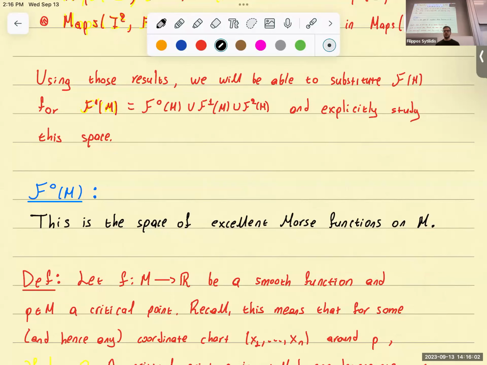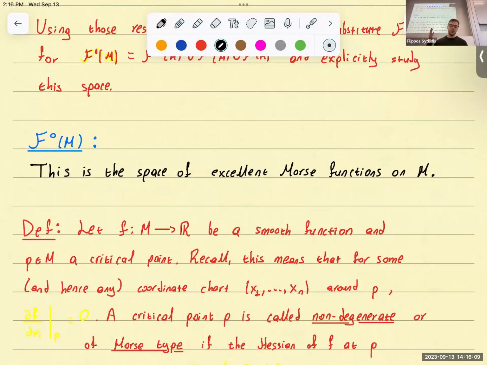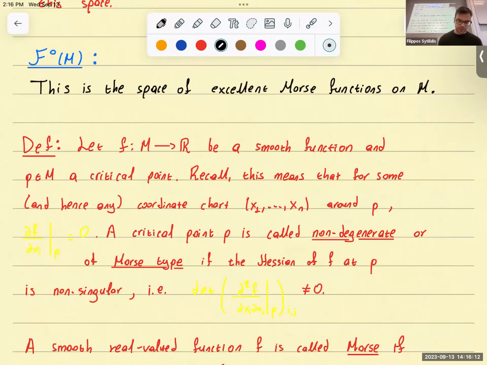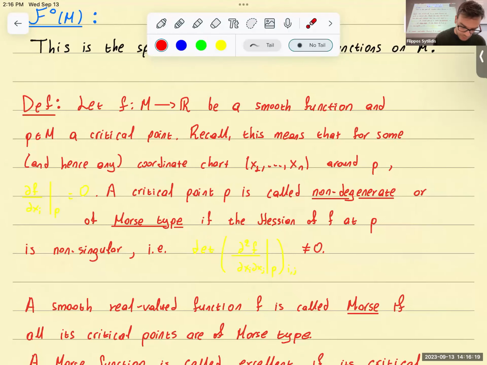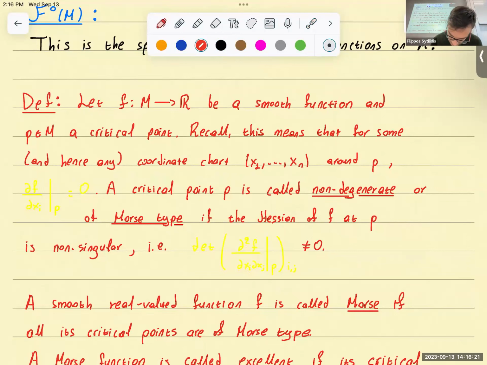Any other questions, comments, concerns? Okay. So let me just tell you what a Morse function is. Consider a smooth function f and take a critical point. What it means for something to be a critical point is that the differential at that point is 0. So if you prefer, choose any coordinate chart that you like around P. And so that condition is that all the partial derivatives with respect to that coordinate chart at P vanish.